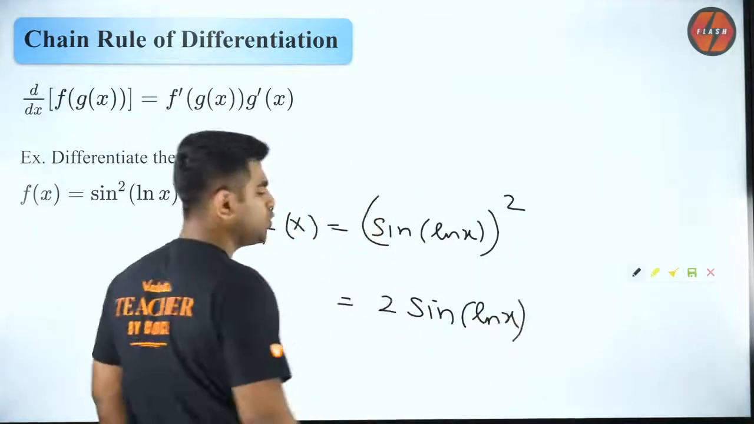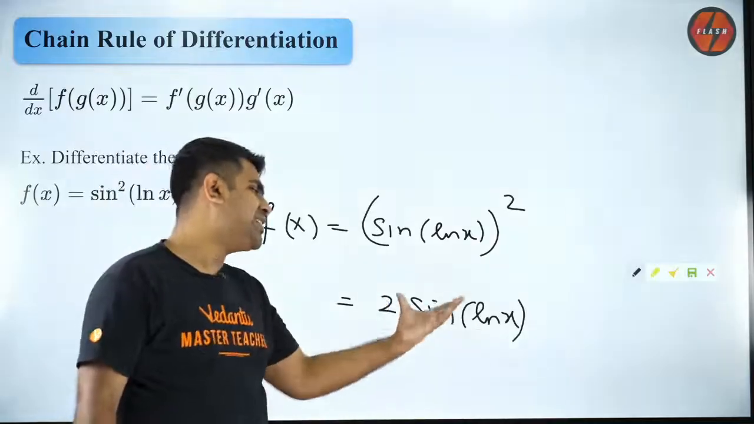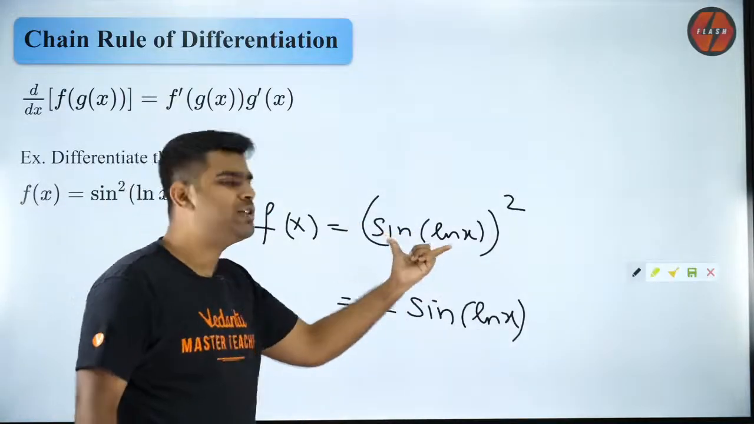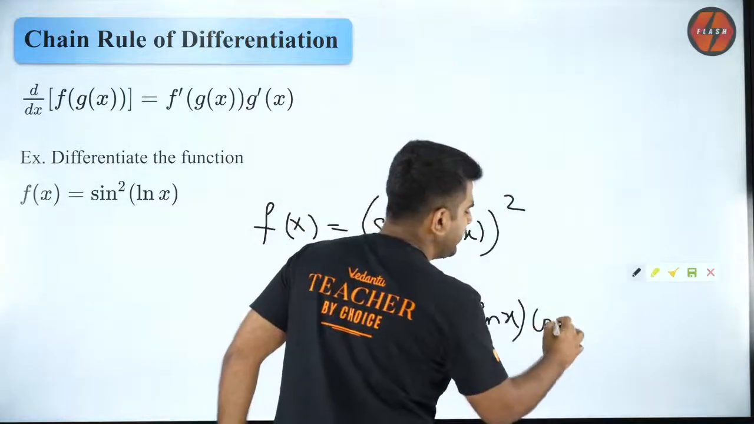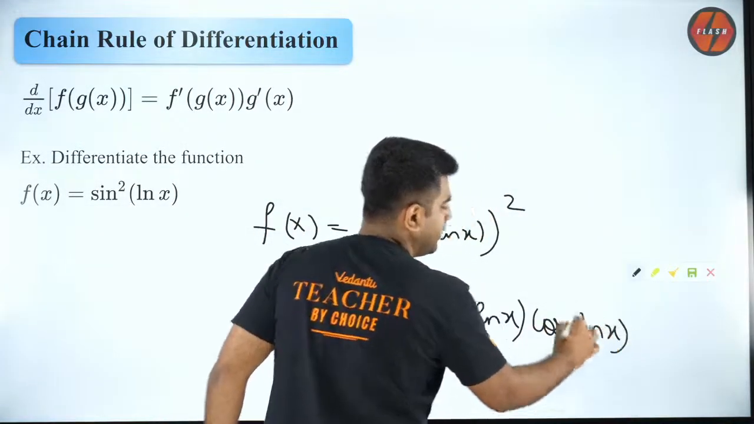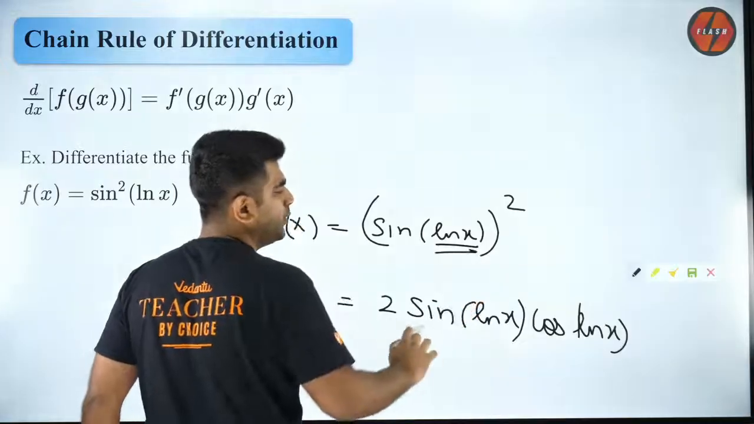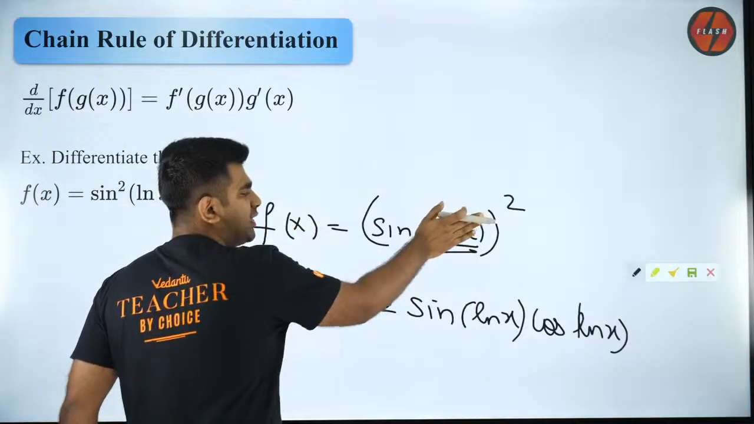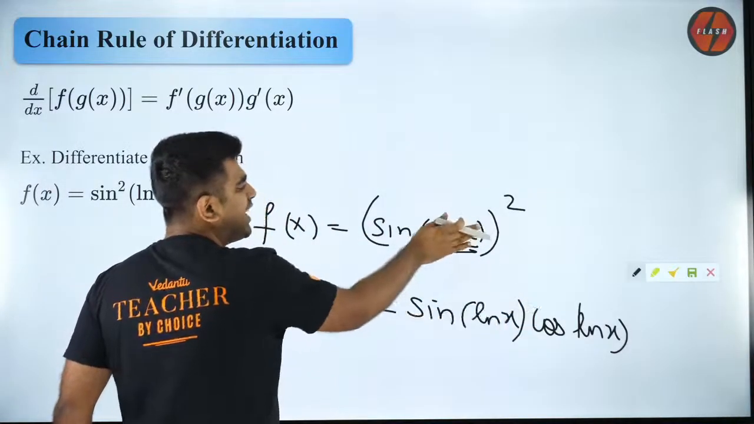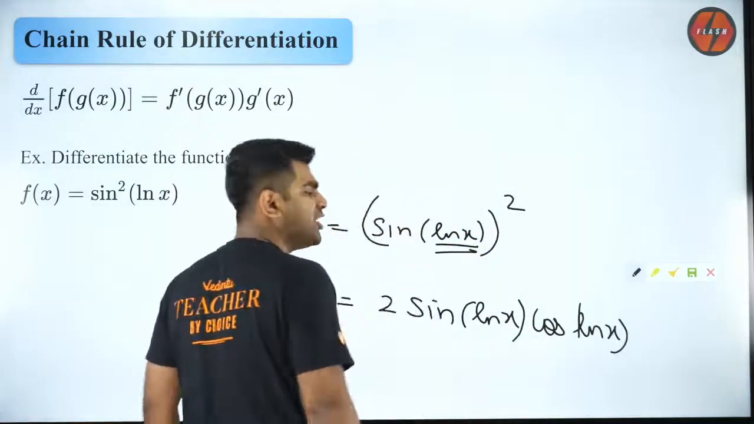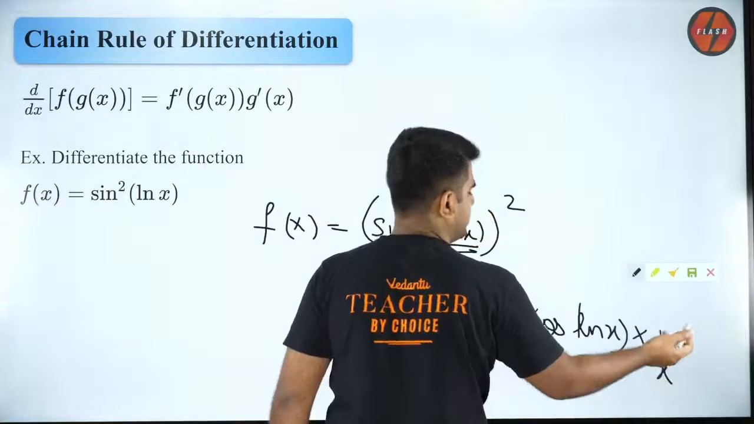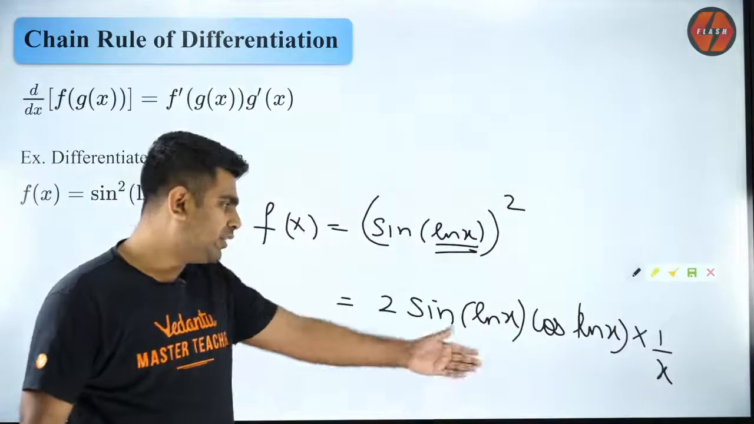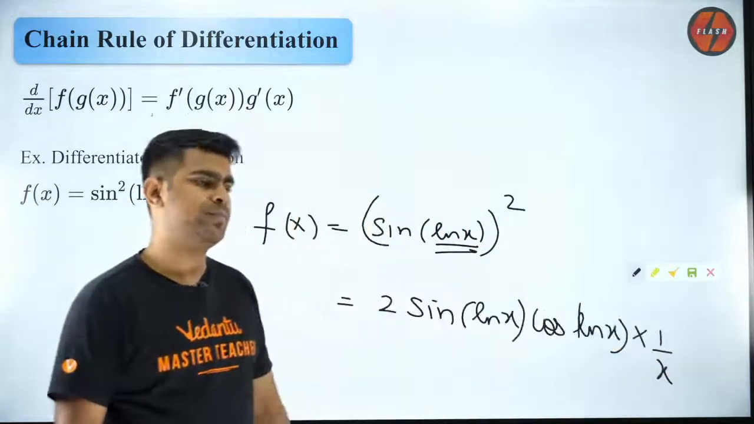X square derivative is 2x. Now whatever I took as x, I need to differentiate. What is my x? Sine of ln of x. So if I differentiate that, it will be cos of ln of x. But now this is my x because I assumed sine of x and I differentiated. Now whatever I got on the inside, I need to differentiate again. So that will be into 1 by x. And that's it. Because if I differentiate x, it will be 1 over x.